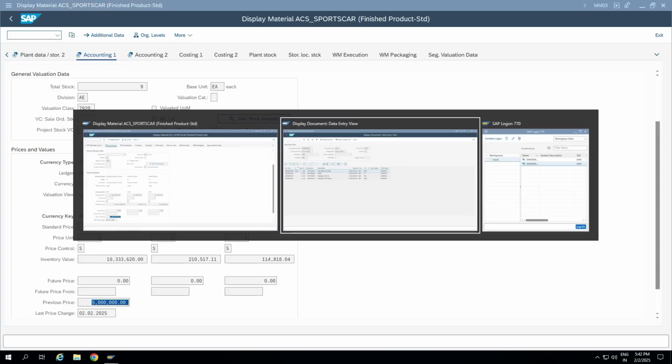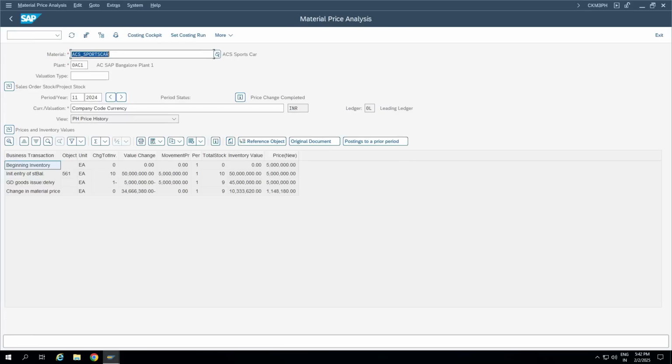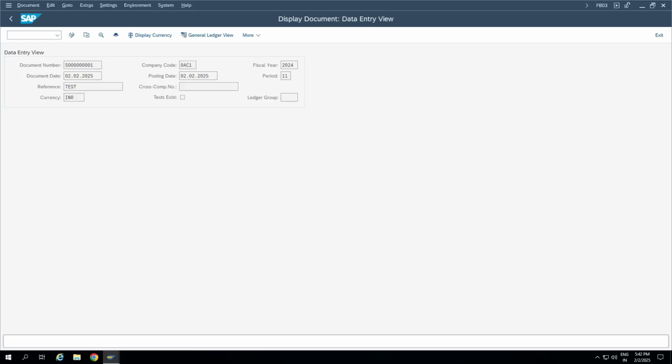So I'll go back, I'll create one more purchase order. Before that, we'll also see the material price analysis for this. So the total value is 1148. Earlier it is at 5 million. I have run product costing. Product costing was run at this value. So the remaining was gone into the price difference. Now it is 1148180. Let us see what happens if I run a purchase order cycle at a different price on the same material.